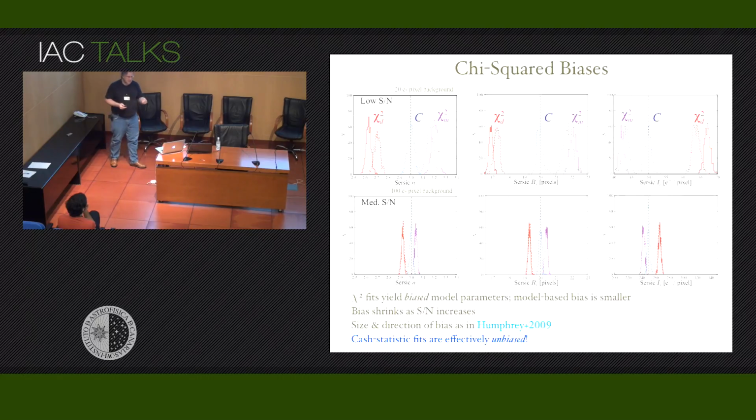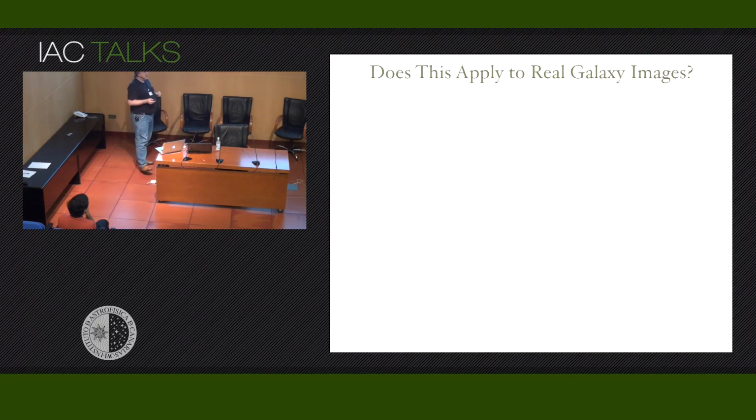So chi-squared fits yield biased model parameters. Fitting with the model-based chi-squared gives you a smaller bias, and the Cash statistic fits are essentially unbiased. This is spelled out rather nicely in the case of fitting X-ray data by Humphrey et al. 2009. And if you want to know more about the details of this, I would suggest you look at that paper.